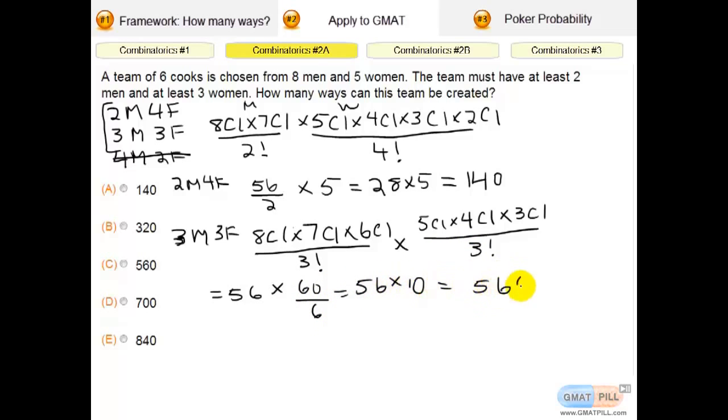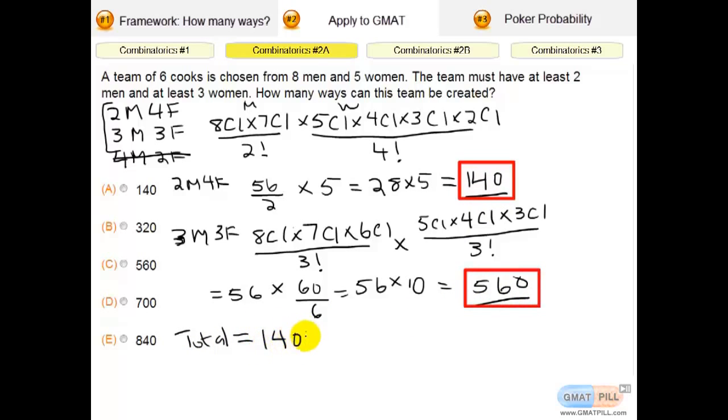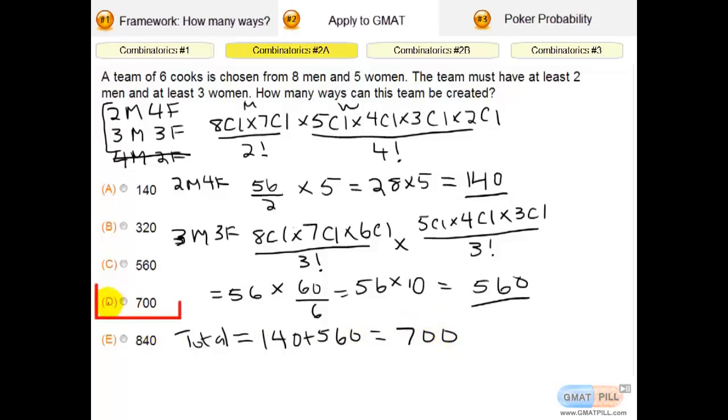And that's 560. So the total number of ways is equal to this 140 here plus the 560. 140 plus 560 is equal to 700. That's answer choice D. So D, 700, is our final answer.